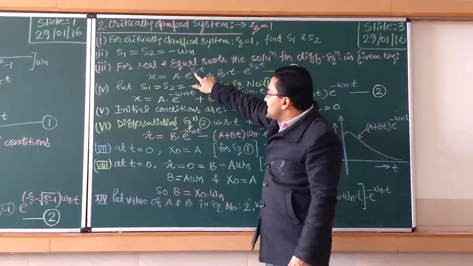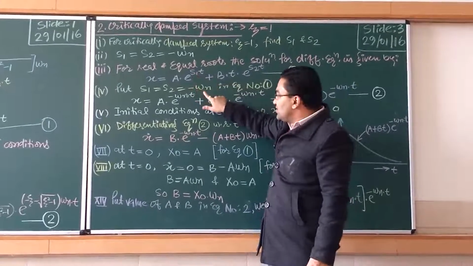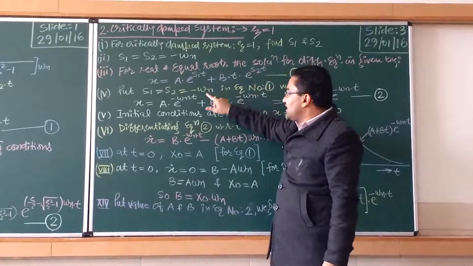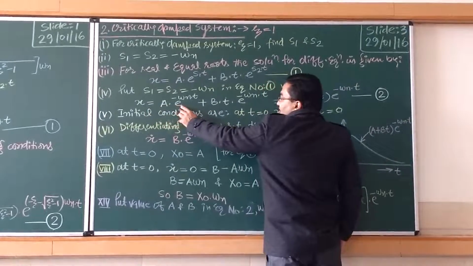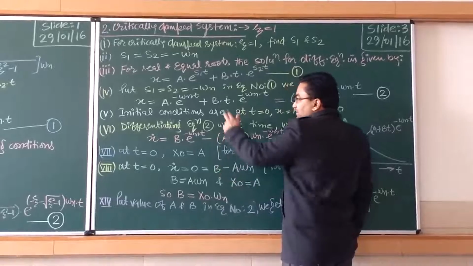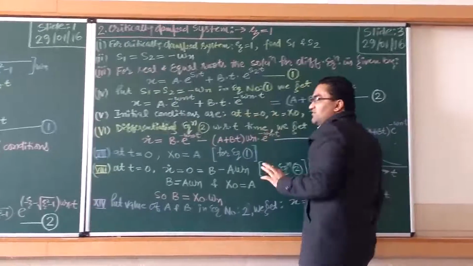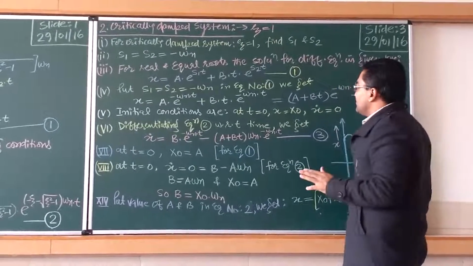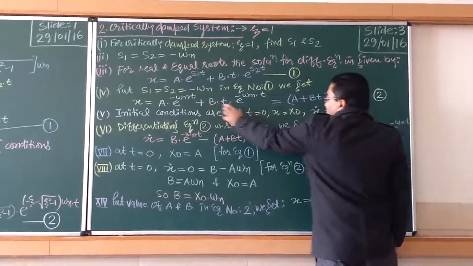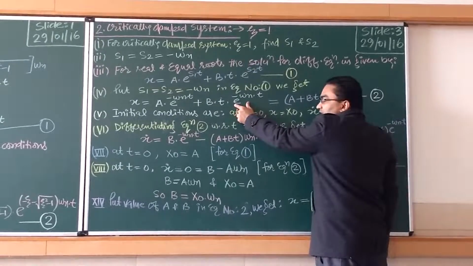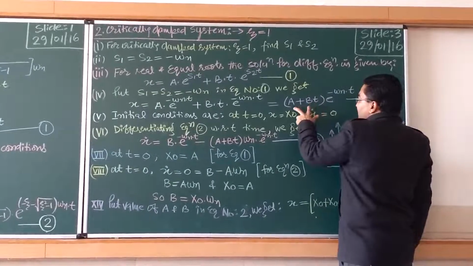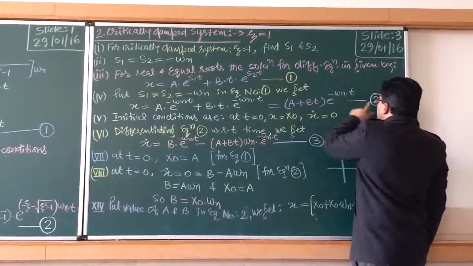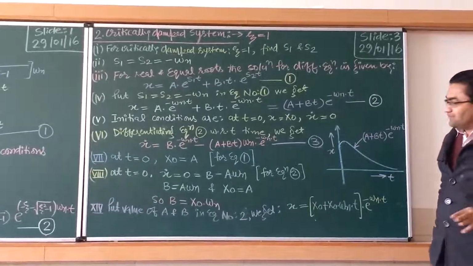We are putting minus omega n as the value of S1, and similarly, we will put minus omega n as the value of S2. So we will obtain the equation x equal to a into e raised to power minus omega n t plus b into t into e raised to power minus omega n t. We have put the value of S1 and S2 in equation number 1. So the equation becomes, taking e raised to power minus omega n t as common, and this becomes equation number 2.